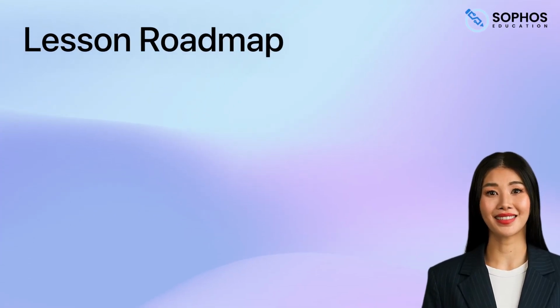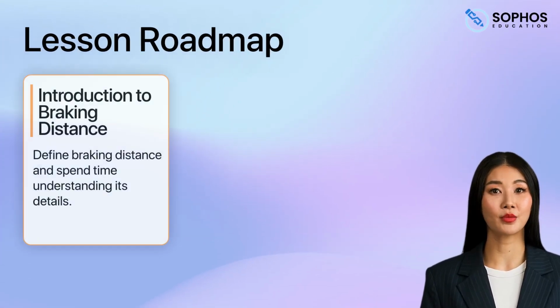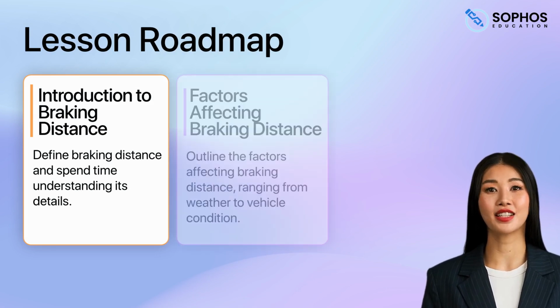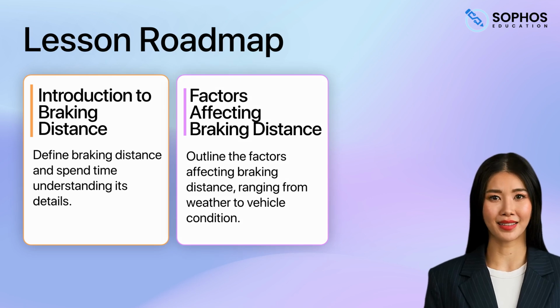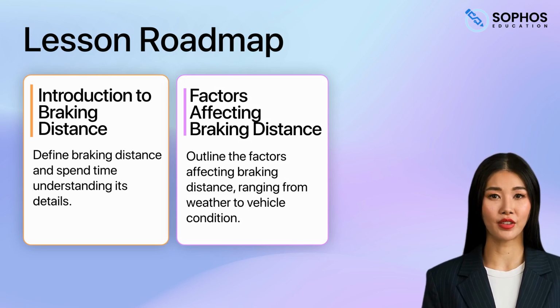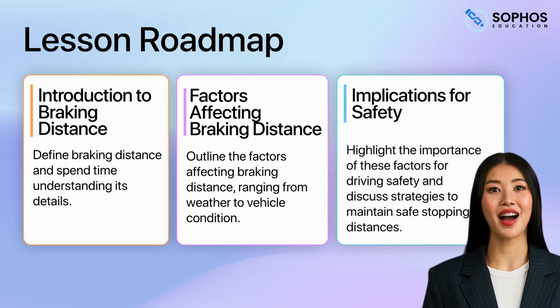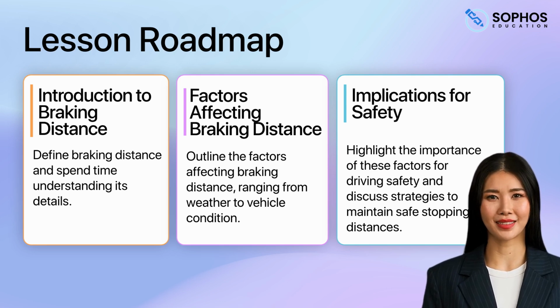Our plan for this lesson is as follows. First, we'll define braking distance and spend time understanding its details. Next, we'll outline the factors affecting braking distance, ranging from weather to vehicle condition. Finally, we'll highlight the importance of understanding these factors for driving safety and discuss strategies to maintain safe stopping distances.